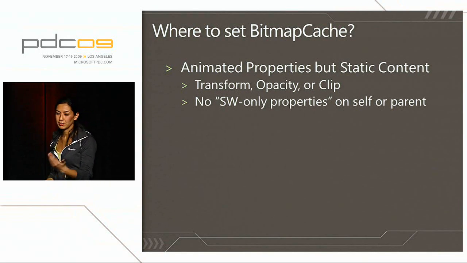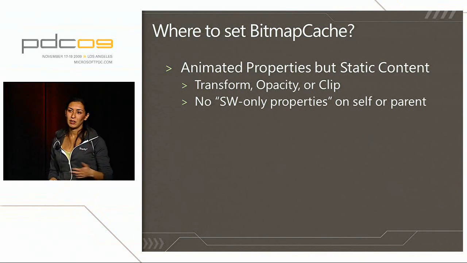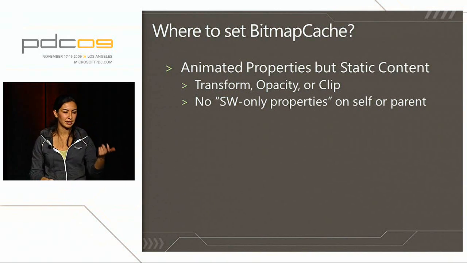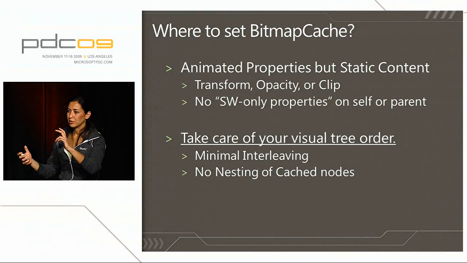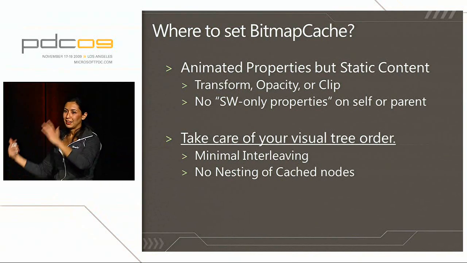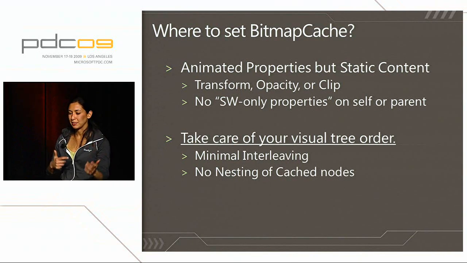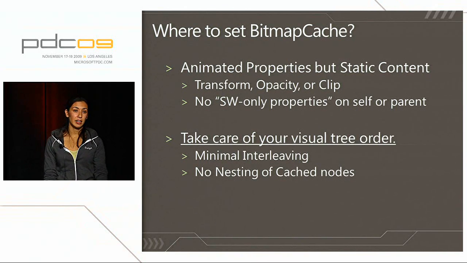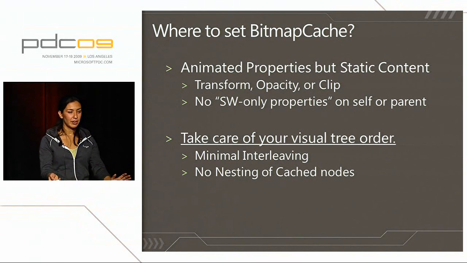And of course, again, make sure that you don't have any software-only pipeline on the self or the parent, like perspective or effect. Because what that would mean is we'd have to take the bitmap from the GPU and send it back to the CPU pipeline, and that shift can be very expensive. So we just fall back to software there. And then, of course, you need to take care of your visual tree ordering.